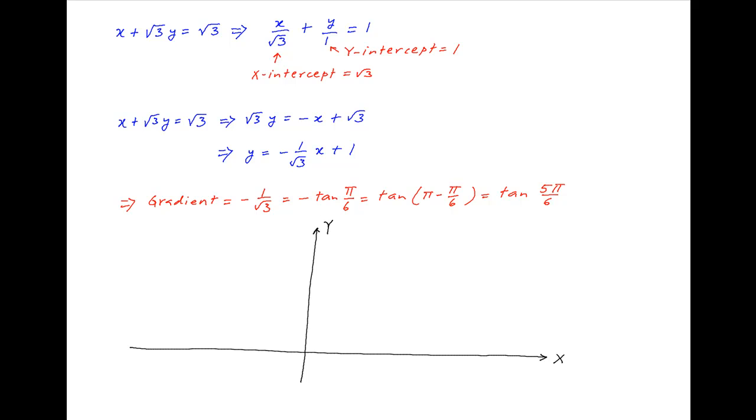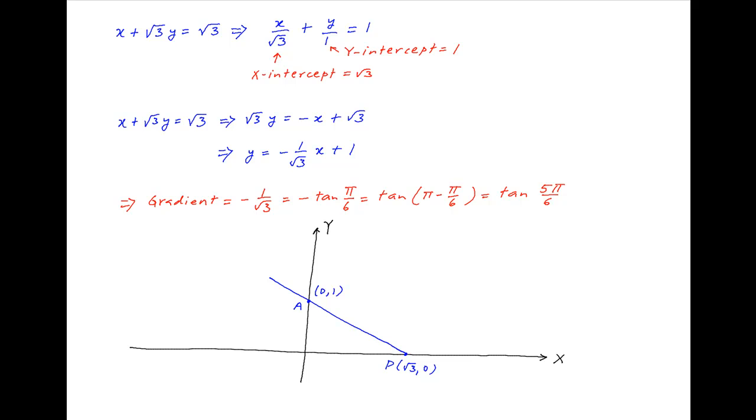So we are now in a position to plot this line on the Cartesian plane. As determined above, the intercepts are 0, 1 and root 3, 0. The line has a negative slope and makes an angle of 5 pi upon 6 with the positive direction of the x-axis.